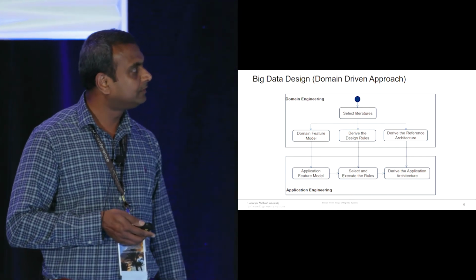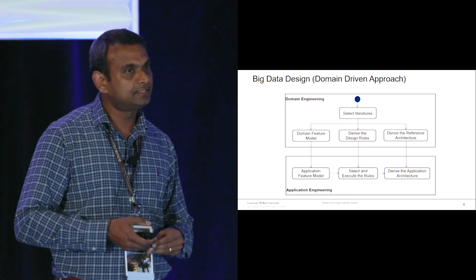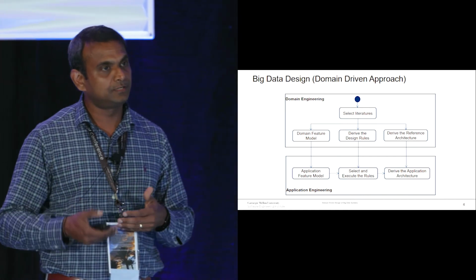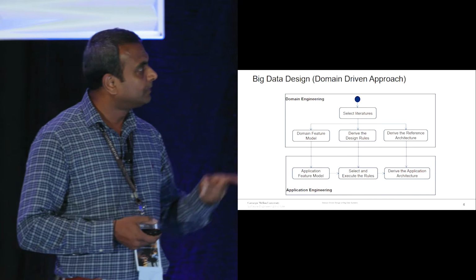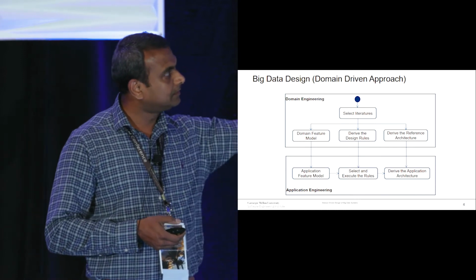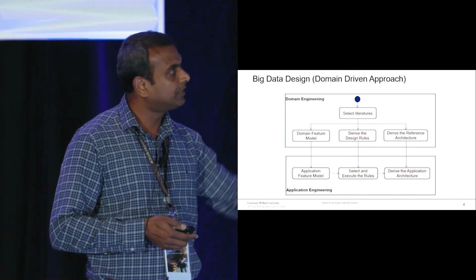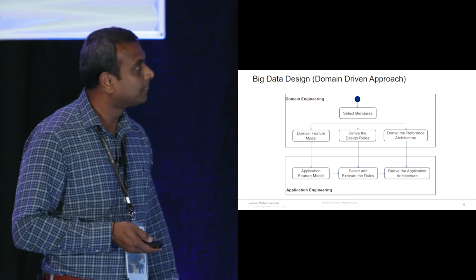And how do you define the design rules? As we know, the design rules are developed based on the features and the feature constraints. And also we take the literature as an input to derive some reference architecture.